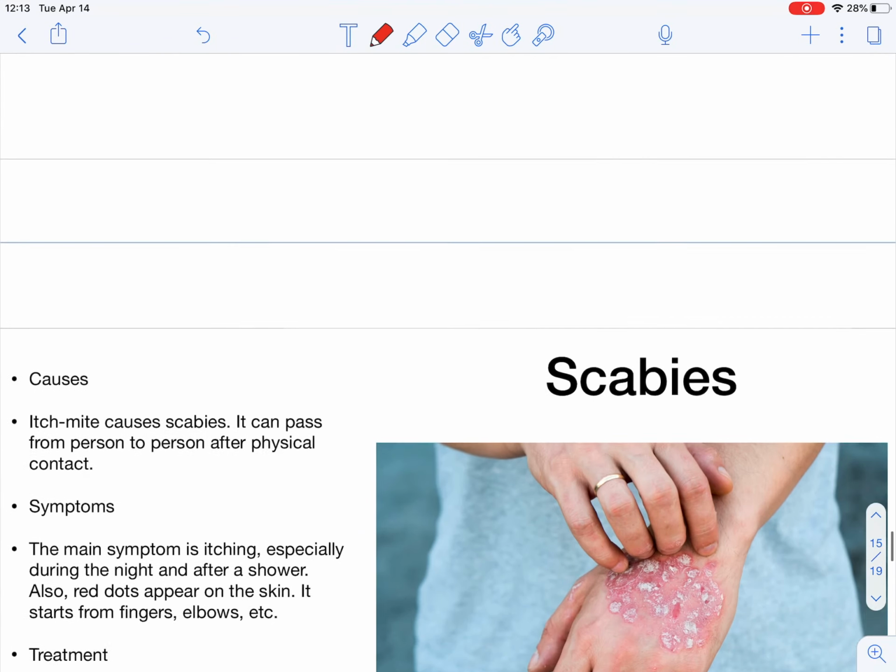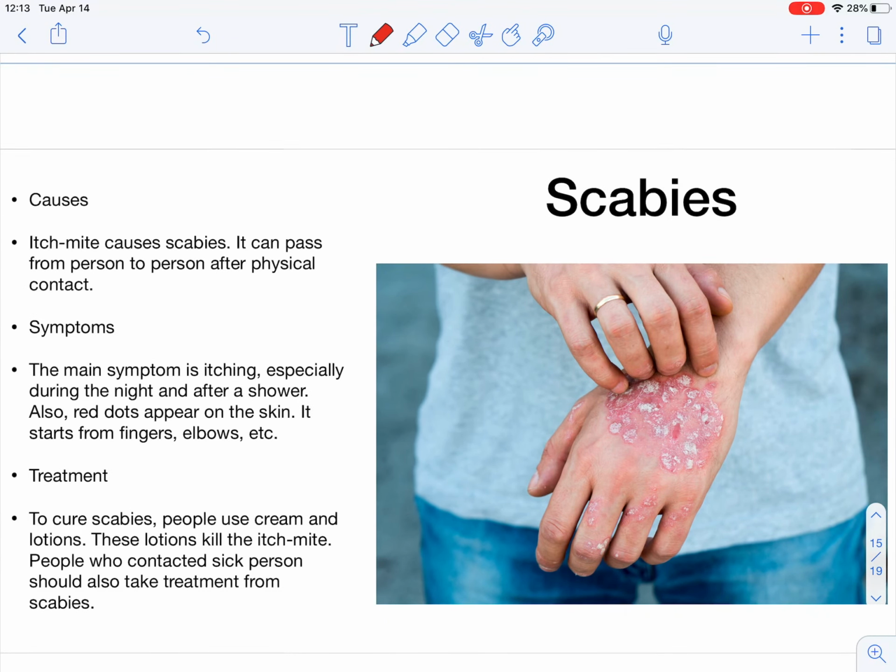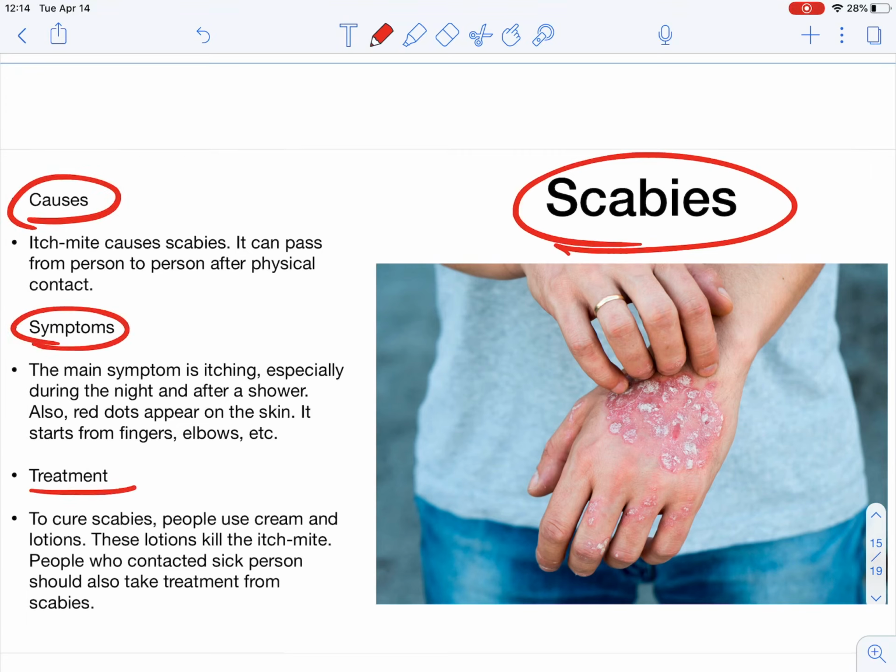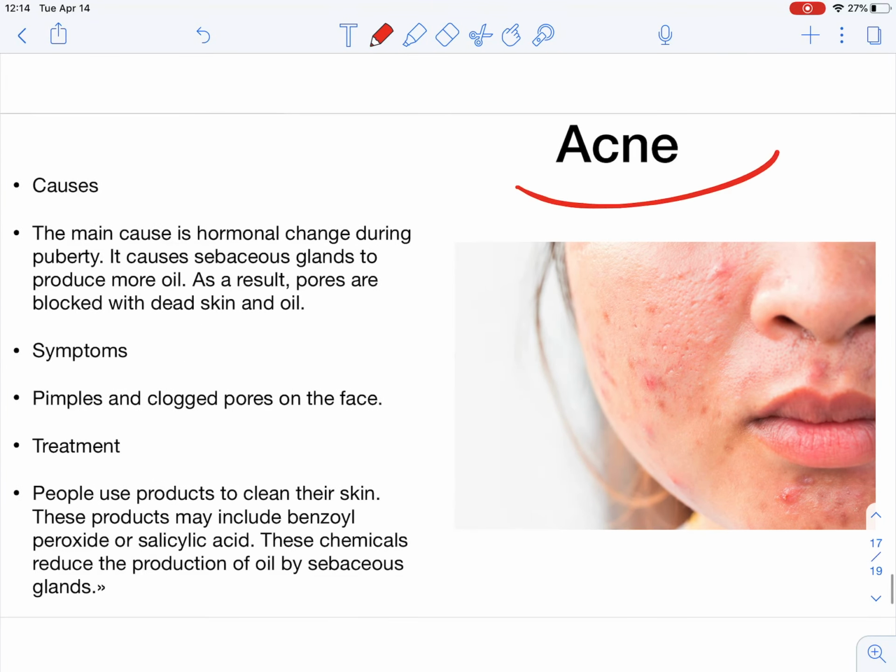Skin diseases. First of all, let's understand some skin diseases. First, it's scabies. It causes itch and scabs. It can pass from person to person after physical contact. The main symptom is itching, during the night and after the shower. Also red dots. The treatment is to use a cream and lotion.